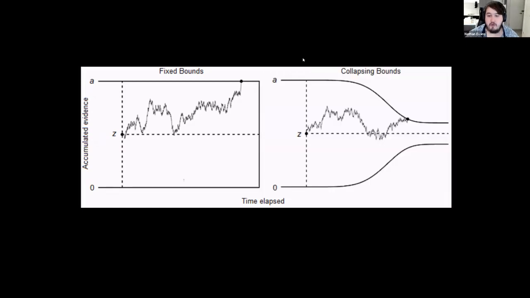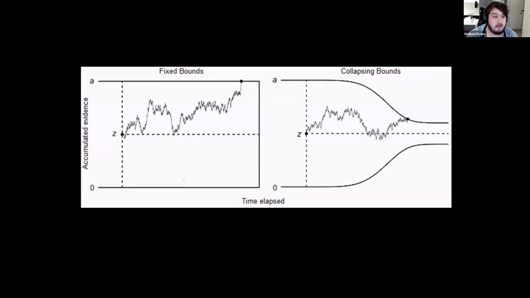However, there's a different account, right? A collapsing thresholds account. This account posits that perhaps people get less cautious over time. Perhaps when you spend more time on the task, you get more and more impatient, and you get more and more happy to make a decision based off less evidence, which will result in, at least in the model, your thresholds collapsing over time, so you'll make a decision much more easily based off less evidence.